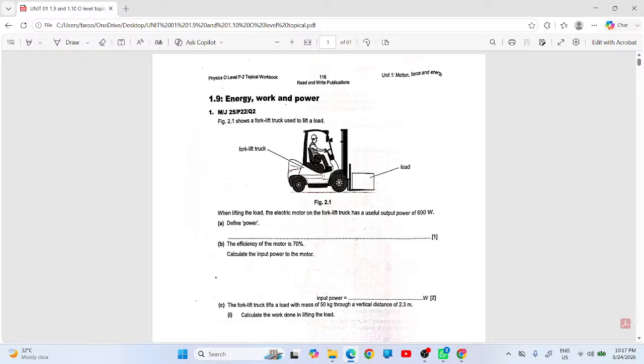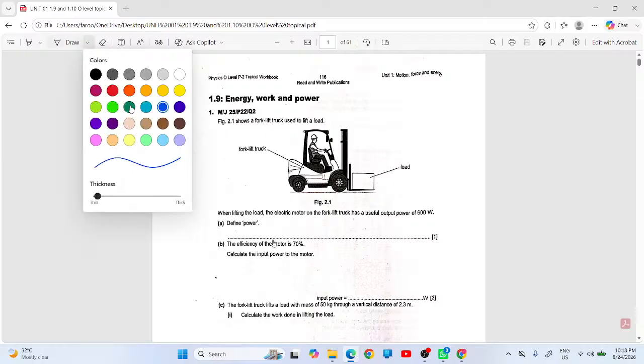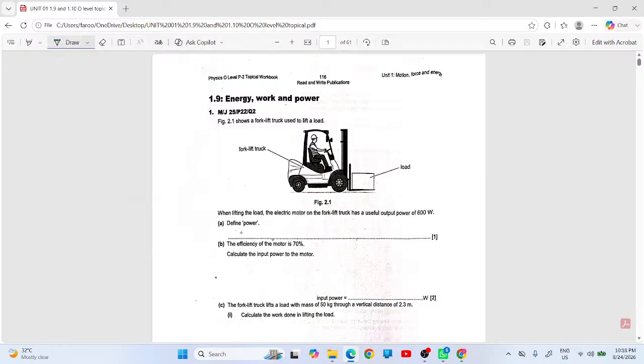So the rate of work done. Rate of work done, ऐसे लिखेंगे. The rate of doing work. The work done per unit time. Okay, ठीक है सर. So the rate of doing work. Next, the efficiency of the motor is 70%.